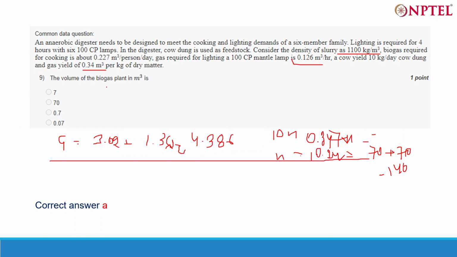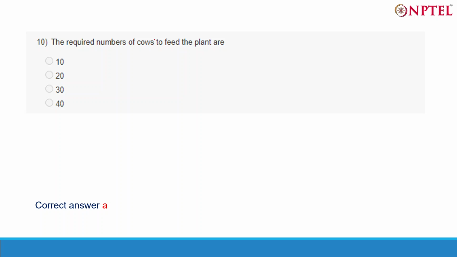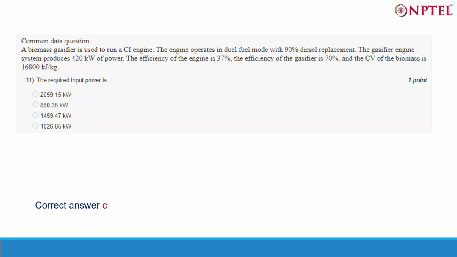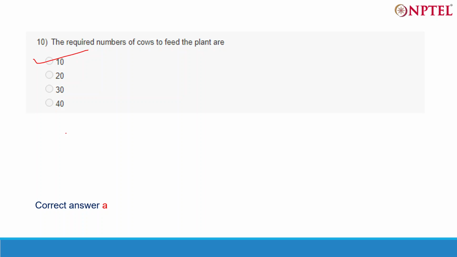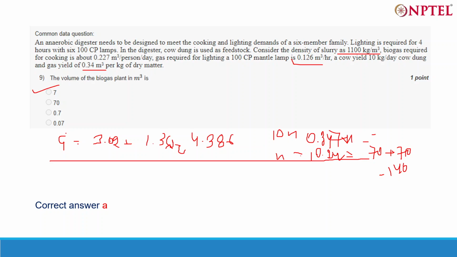So the volume of the digester plant will be something around 7 meter cube, and the number of cows is basically 10. So this is one of the questions that you may feel is very lengthy or difficult to solve, but it is not that difficult. If you have a good approach, you can easily solve that question.